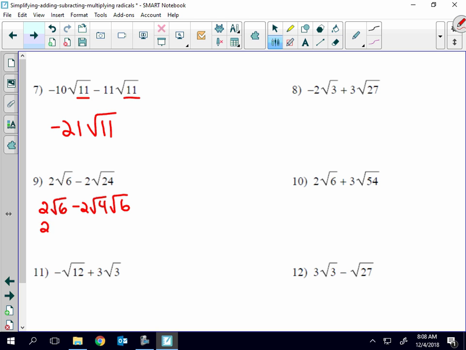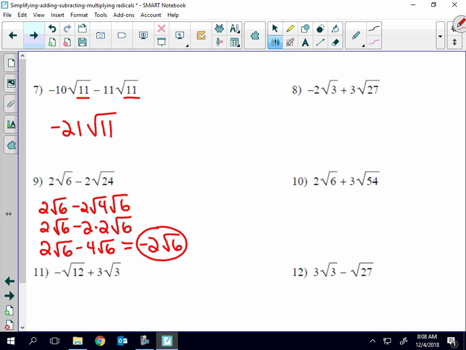This is going to be 2 radical 6 minus 2 times, well, we can take the square root of 4, which is 2, and then you have a leftover 6. So let me simplify that a little bit more. We have 2 radical 6 minus 4 radical 6. Now they both have the same radicand, and this is going to be negative 2 radical 6. Rewind it if you need to.